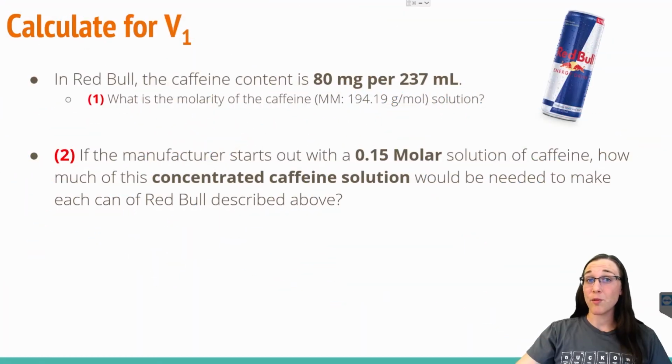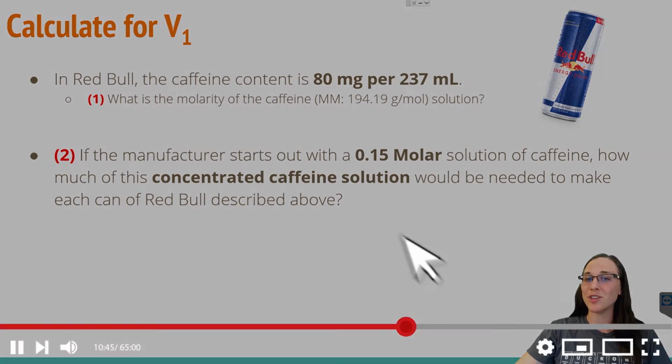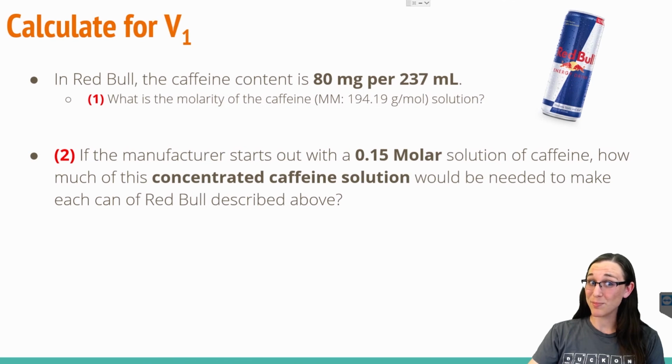Now that you've had a bit of a refresher of M1V1 equals M2V2, see if you can figure this one out yourself before we go through it together. Go ahead and pause the video here to give the calculation for V1 a try on your own. By the way, these are real values. In Red Bull, the caffeine content is 80 milligrams per 237 milliliters.